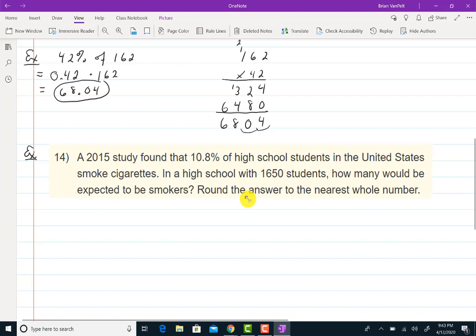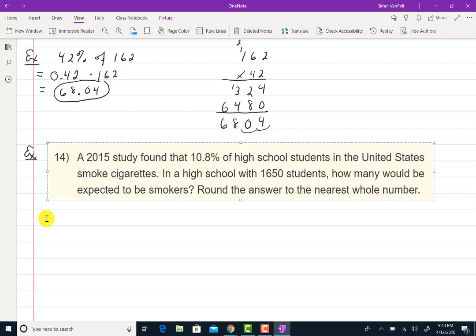I'll grab more out of it. I just want it to be handy. So what we have here is that 10.8% of high school students in the United States smoke cigarettes, is what it says. We have 1,650 students. How many would be expected to be smokers in this thing?